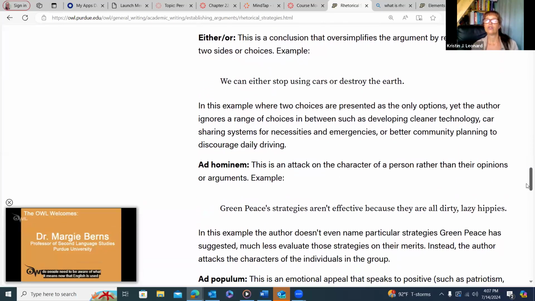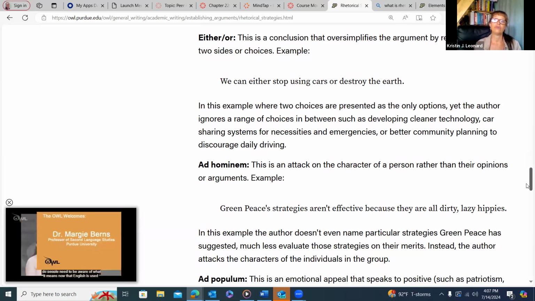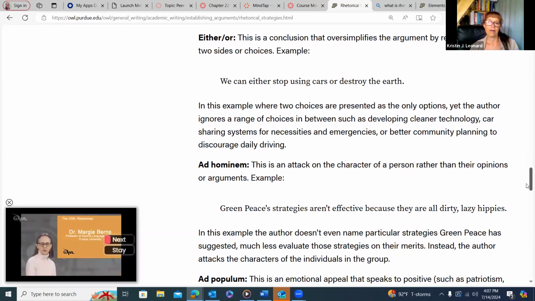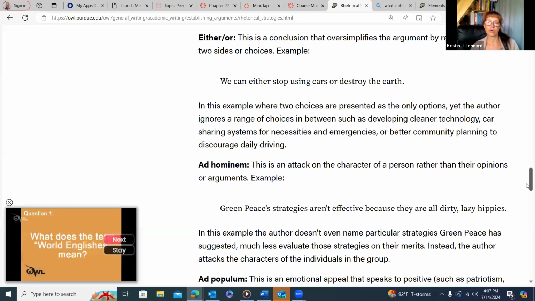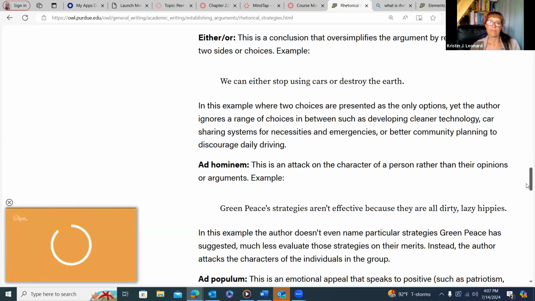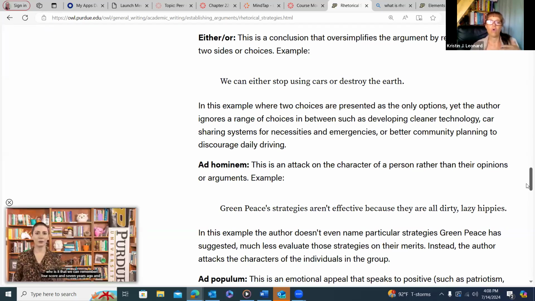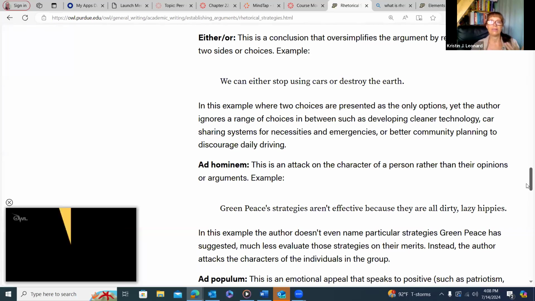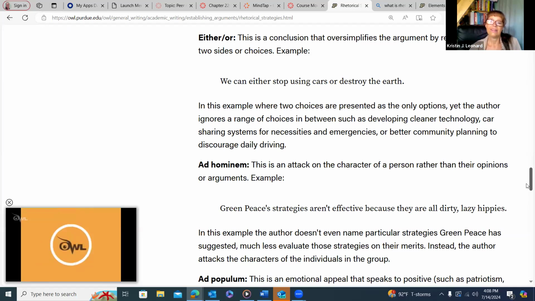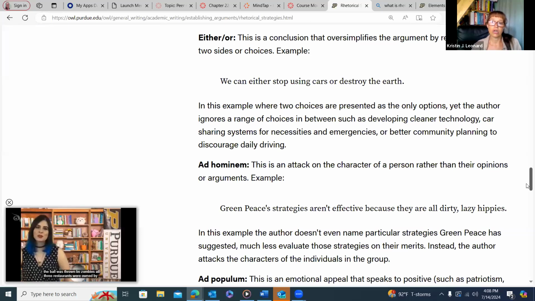Either-or: this is a conclusion that oversimplifies the argument by reducing it to two sides. We can either stop using cars or destroy the earth. I see that a lot, not just with that sentence, but either-or. In this sentence, two choices are presented as the only options, and you're ignoring a whole range of other choices. There are a lot of other options, and the author here is ignoring many choices besides stopping using cars or destroying the earth.